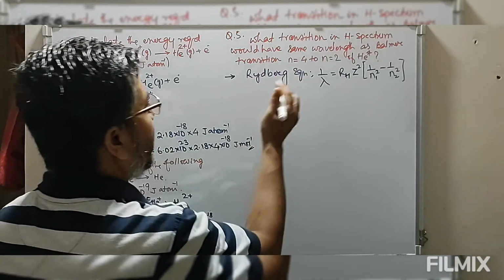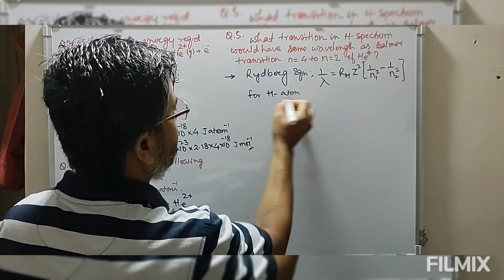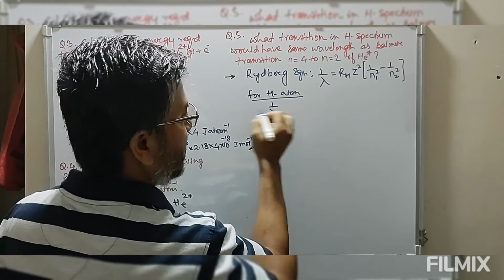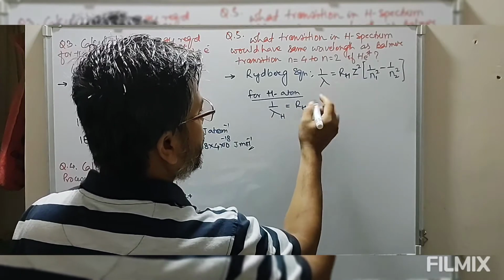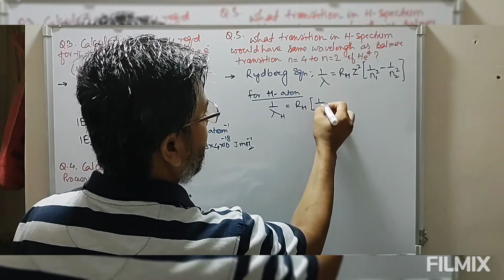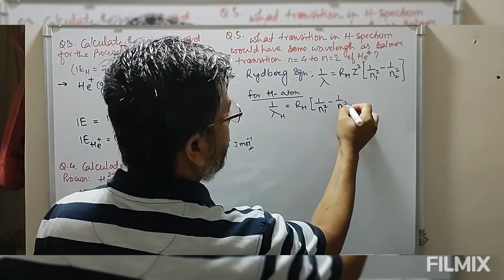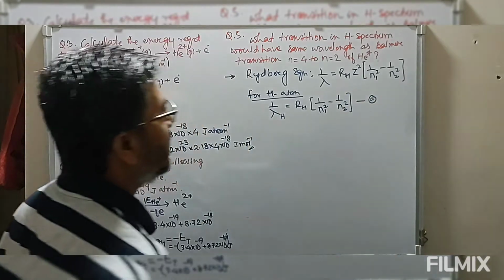Now look at this, we have hydrogen. For the hydrogen atom, 1 by wavelength is equal to RH, and Z is 1 here, so we have 1 by n1 square minus 1 by n2 square. Let's suppose this is equation A.